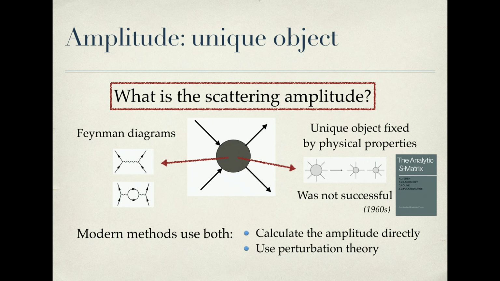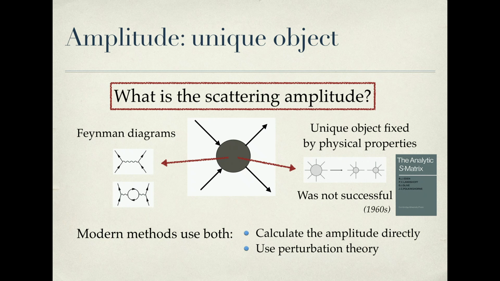But the approach there was that the amplitude is some unique object which is fixed by some physical properties, like the factorization. Unfortunately, this wasn't successful back in the 60s for many reasons, especially because they didn't do it in perturbation theory. They wanted to fix the amplitude as one object to all orders, completely non-perturbative. And they were also not considering massless particles, but massive, and there are more complications. So that was one point of view back in time.